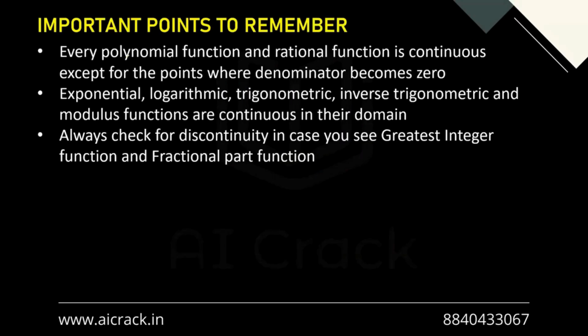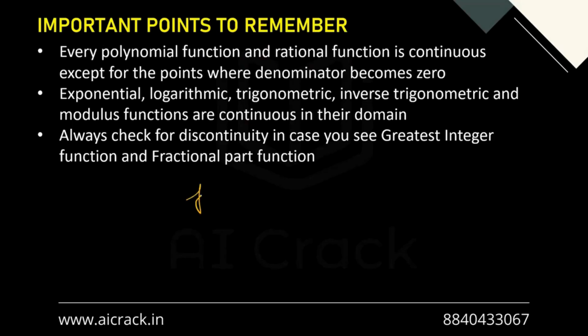Now here are certain important points to remember. Every polynomial function and rational function is continuous except for the points where denominator becomes 0. As we have studied in the functions lecture, all polynomial functions, linear, quadratic, cubic, biquadratic and even functions of higher degree, they all are continuous functions, right? And we know that rational functions are created with the help of polynomial functions only. Basically if you divide two polynomial functions we are going to get a rational function.